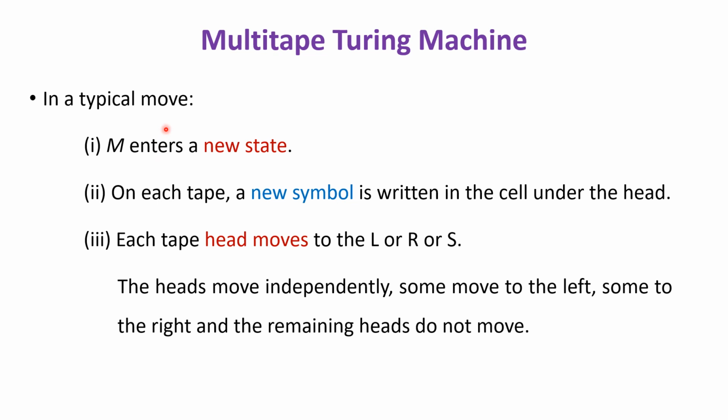In a typical move, M enters a new state. On each tape, a new symbol is written in the cell under the head. Each tape head moves to the left or right or stays in the same cell. The heads move independently, so some move to the left, some to the right, and the remaining heads do not move.